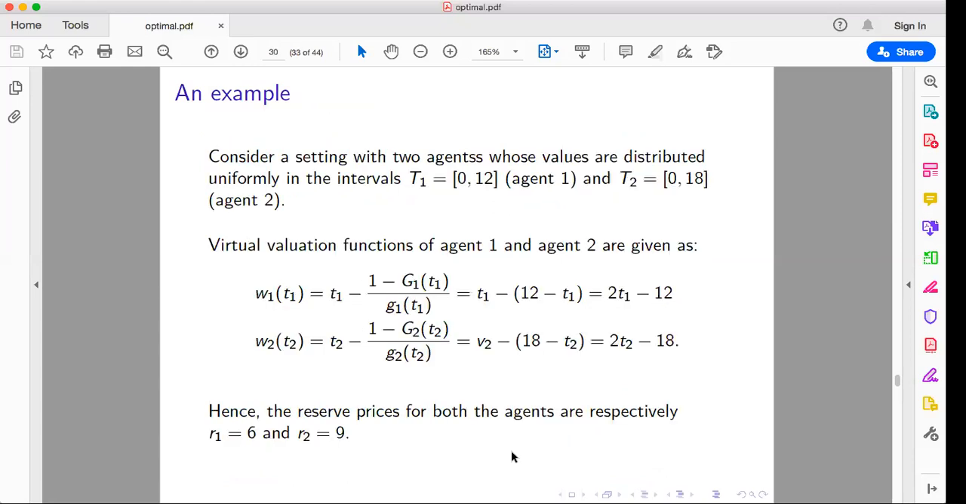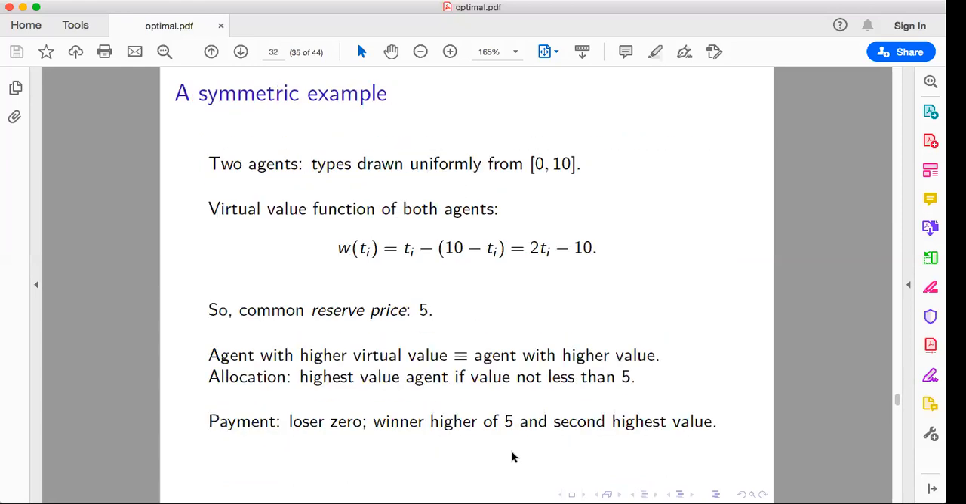So we did this example of the asymmetric case. Now I'm going to do an example with a symmetric case. Okay. So here I have two agents whose types are drawn uniformly from 0 to 10. The virtual value function for both the agents is the same, and that will come out to be Ti minus (10 minus Ti). Because of uniform, that's 2 Ti minus 10. So the common reserve price is 5.